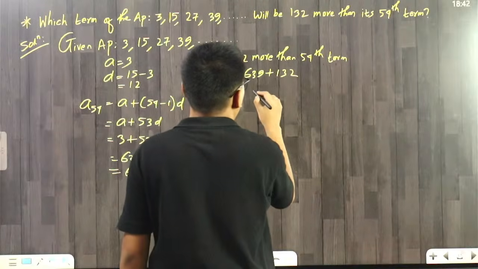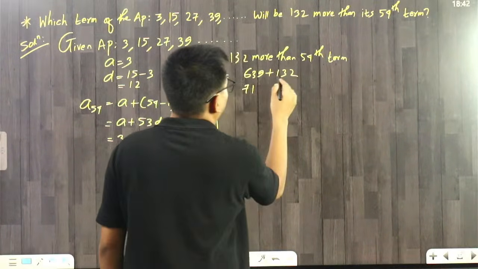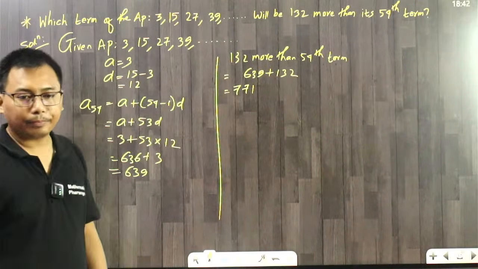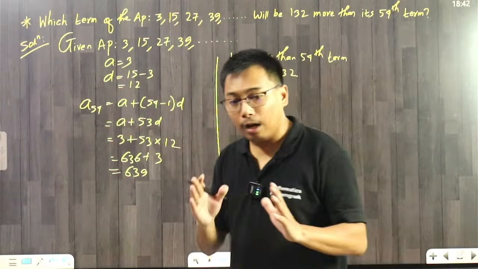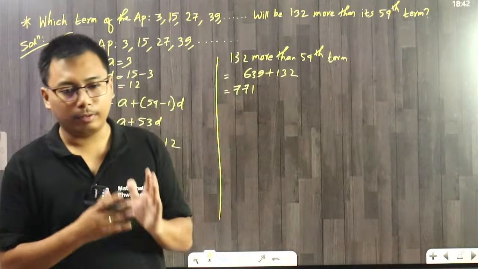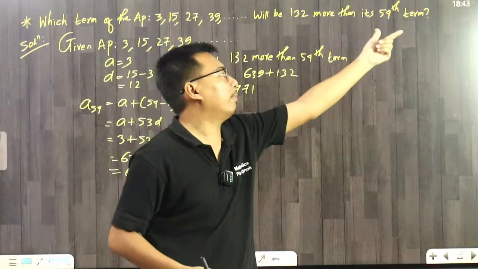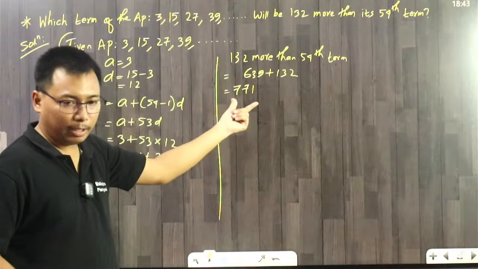9 plus 2 will be 11, carry 1. 3 plus 3 will be 6. 6 plus 1 is 7. So 771. This is our new term, 771. Now the question is, which term of the AP will be 132 more than its 54th term? So 132 more than its 54th term is 771.